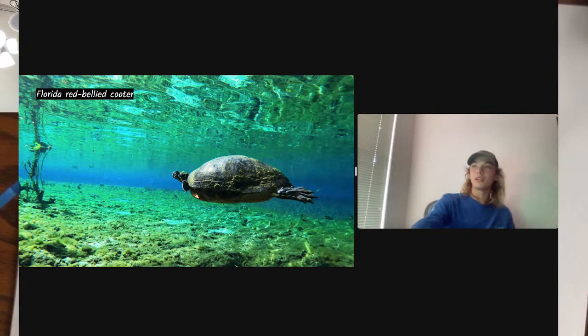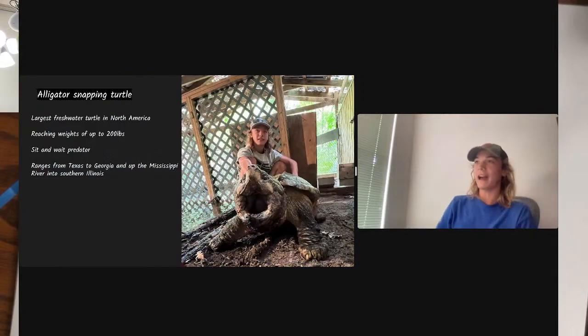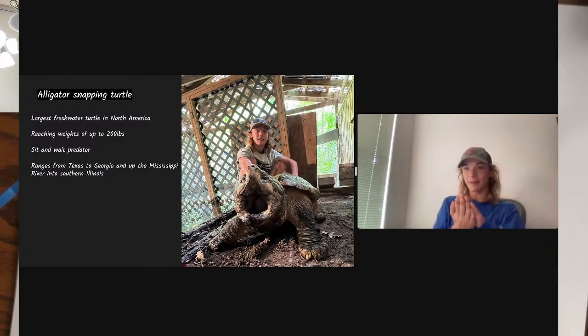The last turtle I'm going to cover is the biggest turtle in the U.S., the alligator snapping turtle. They reach up to 200 pounds. The guy in this photo, he's 150 pounds. They're sit-and-wait predators, so they just sit there with their mouth open. They have a little pink tongue that they shake back and forth, and fish will come thinking it's a worm, and they slam their mouth shut.